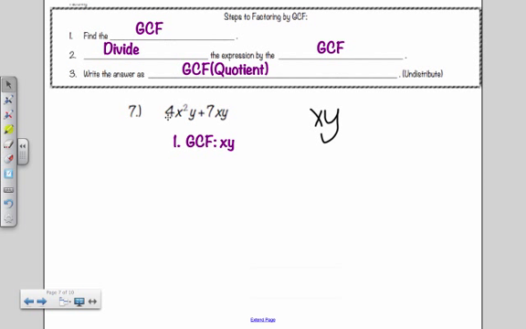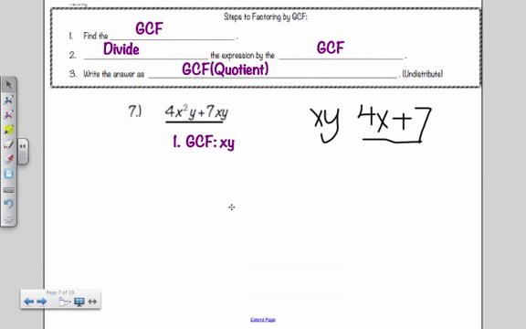Next, I'm going to take my expression right here, and I'm going to divide everything by xy. So 4 divided by 1 is 4. X squared divided by x is x. Y divided by y is 1. Plus 7 divided by 1 is 7. X divided by x is 1. Y divided by y is 1. So that is my expression that I get when I divide it.